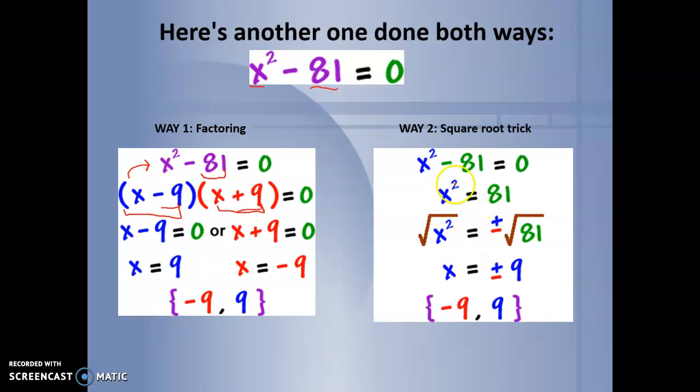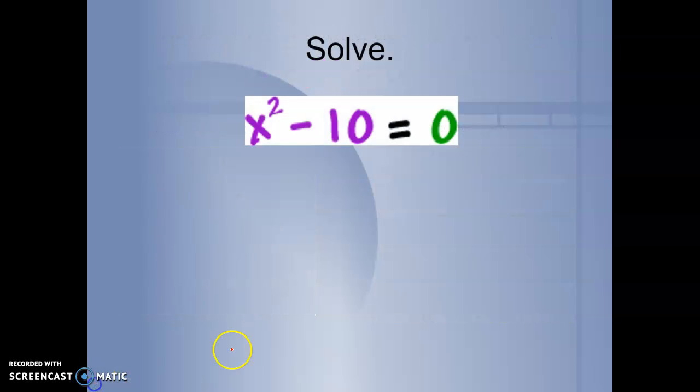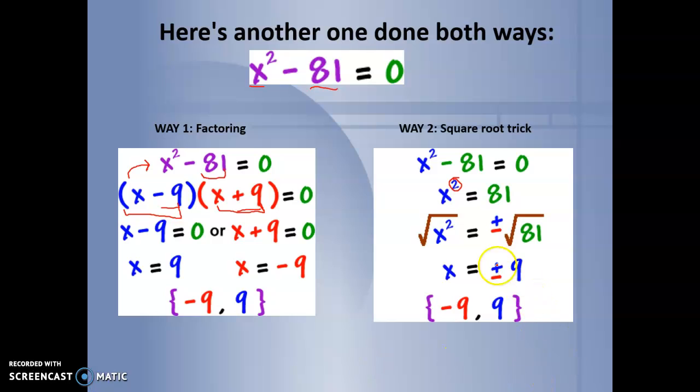and we get x squared equals 81. We want to get rid of this squared symbol, so we're going to do that by taking the square root. Whatever we do to one side, we have to do to the other. So x equals plus or minus the square root of 81. So therefore, x equals plus or minus 9.